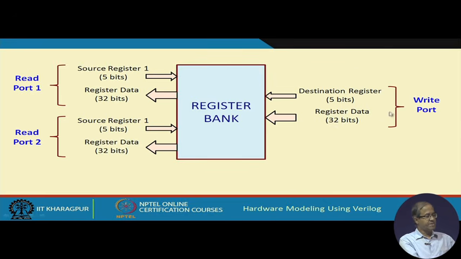And this is a picture you also saw earlier. For this case also we need a register bank that will be having 2 read ports and 1 write port. So, there will be 32 registers, that is why the source and destination registers are 5 bits each, and each register is 32 bits long.